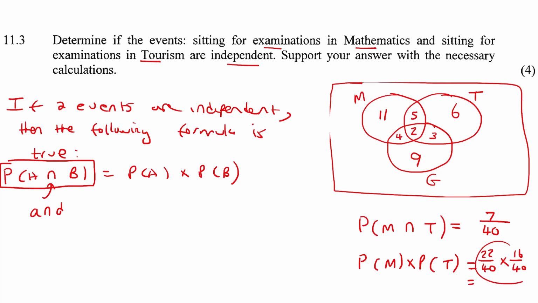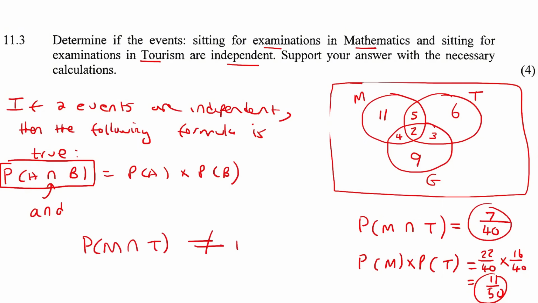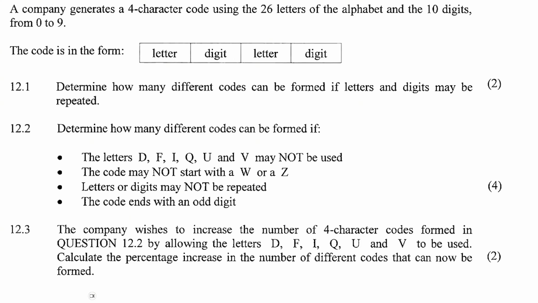Okay, so if we had to calculate this, we get 11 out of 50. So can you see that these 2 are not the same? So the P of M and T is not the same as P of M times P of T, so that means determine if they are independent. So we'll say no, not independent. Here are all the questions we're going to do for this one. It's 12.1, 2, and 3, but I'll be breaking them up onto individual slides.